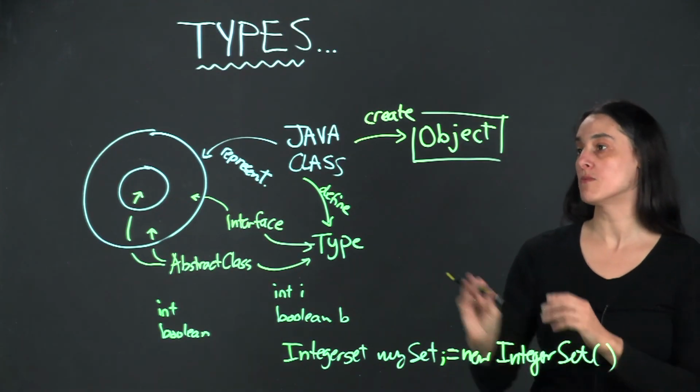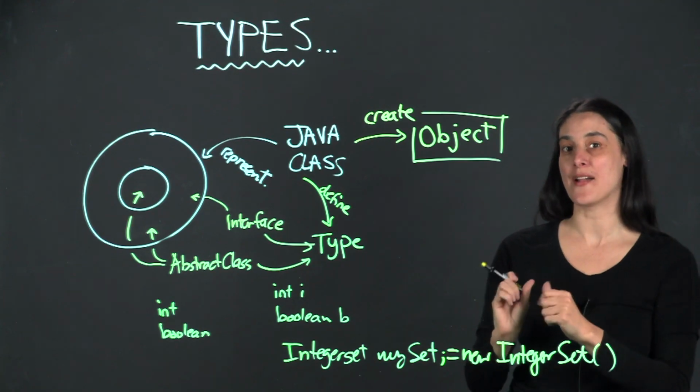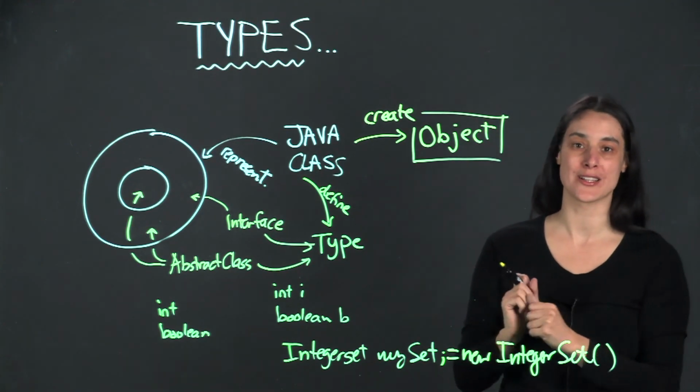And now we're going to talk more about these three options for types, and also look at their relationship, because actually that's where things get really interesting.